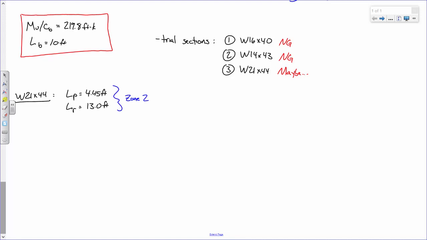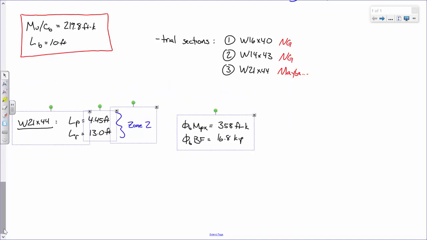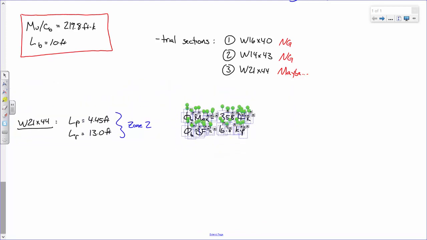If it was larger than LR, it would be in zone 3. And if it was less than LP, it would be in zone 1. But if we were in zone 1, the capacity would just be BMP anyway. So we know BMP is 358. And we're going to need that beam factor, 16.8 kips. We're going to also need, let's just go ahead and do this now. What's BNX equal to?